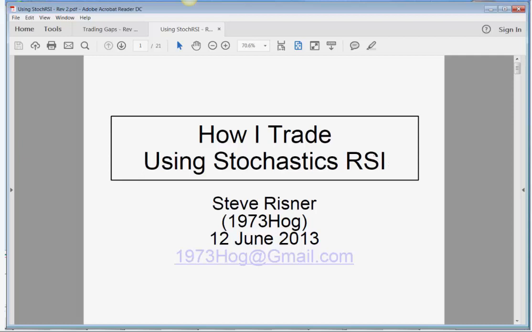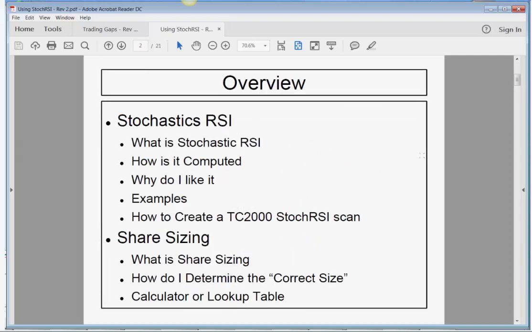I'm going to quickly go over these 20 slides that I've got here on how I use StochRSI, because I think it's important. I think it might give an edge to some people. I do more day trading now than I do swing trading, but I do have some regular holdings for longer term. Stochastics RSI, what is it? How's it computed? Why I like it? Then the reason I brought this up is there is some share sizing in here, how to get the correct amount.